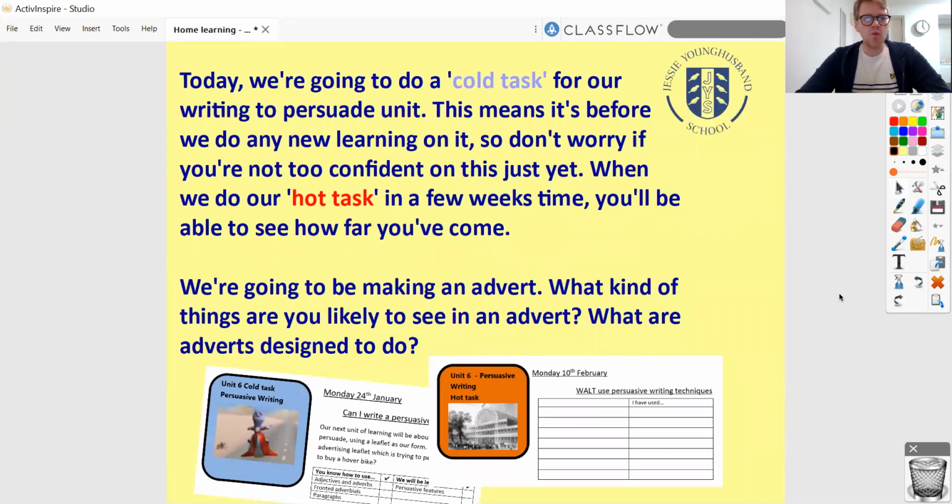So today in literacy, we are going to be doing a cold task for our Writing to Persuade unit. Now, mums and dads, you may be a bit less familiar with the language I'm using here. Hopefully, kids, you'll know what I mean by a cold and hot task. But a cold task we do at the start of a new unit before we've done any new learning on it. And the idea there is that it shows you what you are capable of already. So it's a chance for you to remember all the things you've learned previously, to recap and revise and recall some of those things that you've used already.